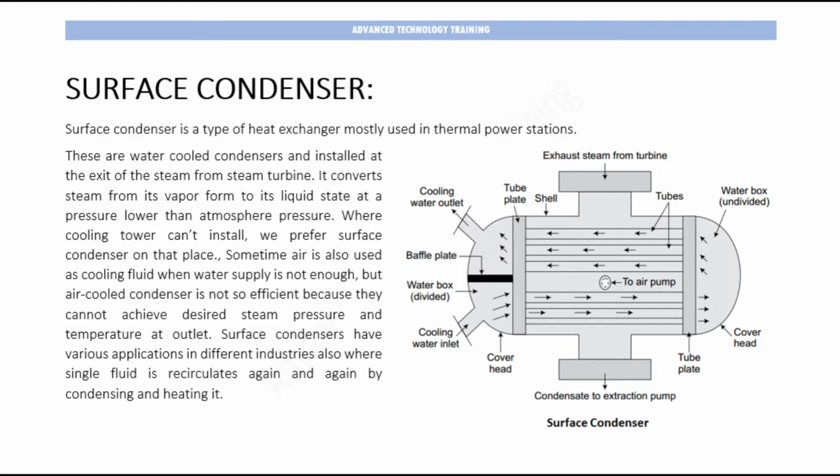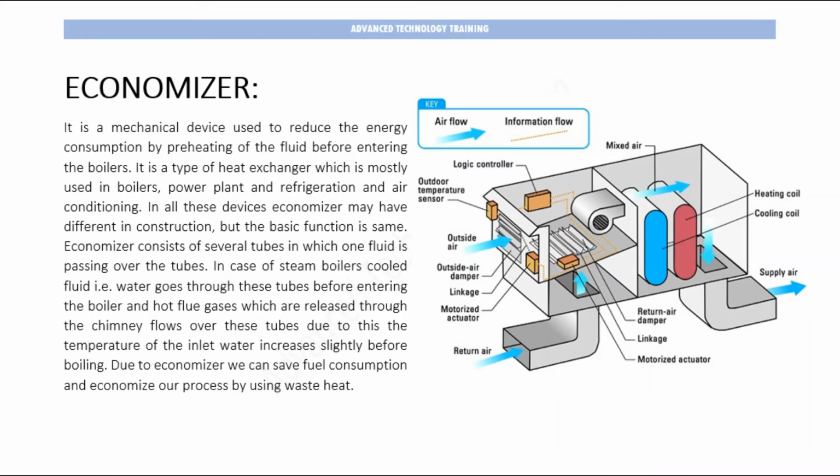condenser in that place. Sometimes air is also used as cooling fluid when water supply is not enough, but air-cooled condensers are not so efficient because they cannot achieve desired steam pressure and temperature at outlet. Surface condensers have various applications in different industries, also where a single fluid is recirculated again and again by condensing and heating it.